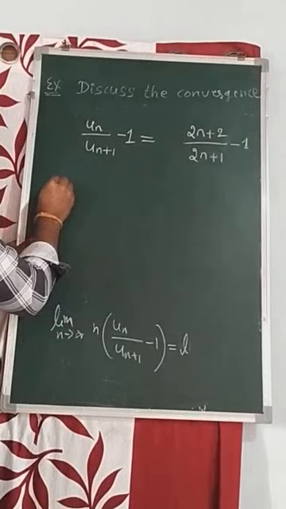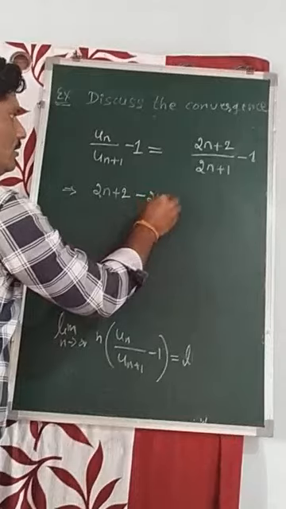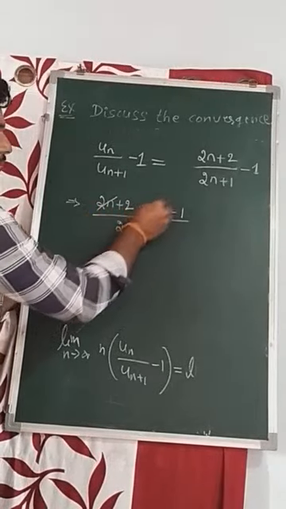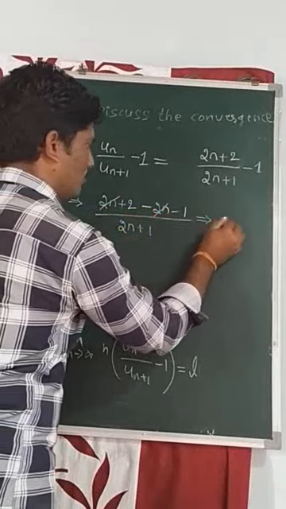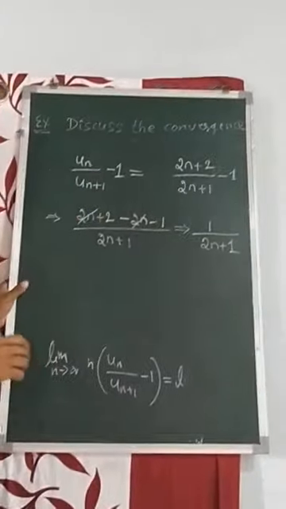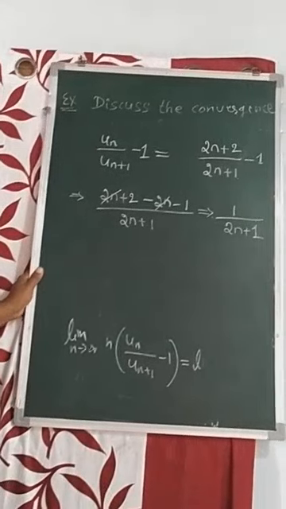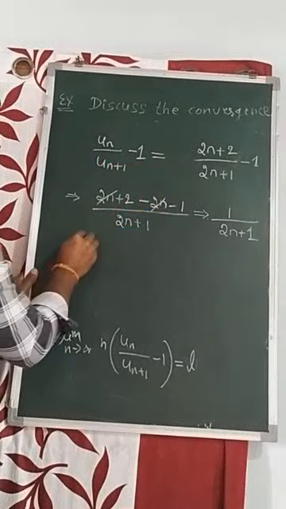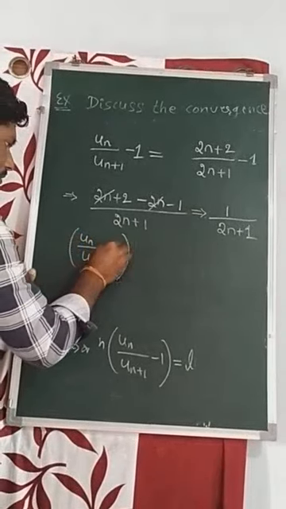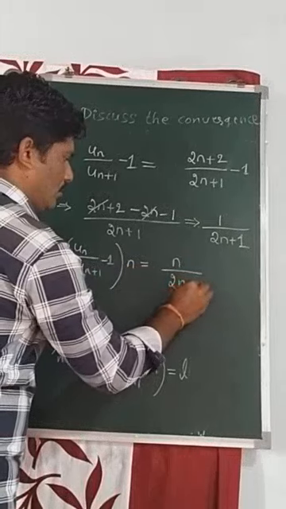Okay, solve this. This implies 2n plus 2 multiplying this, minus 2n minus 1, divided by 2n plus 1. 2n cancels. This implies 1 divided by 2n plus 1. This is the un divided by un plus 1 minus 1 element. Now multiplying throughout by n, un divided by un plus 1 minus 1 into n equal to n divided by 2n plus 1.